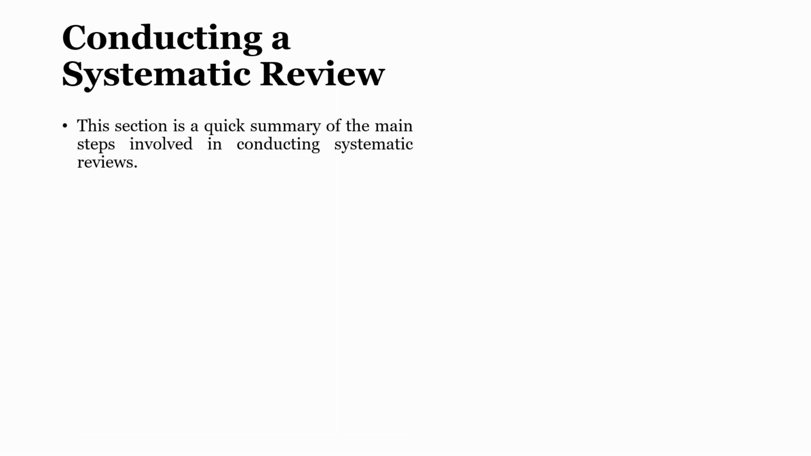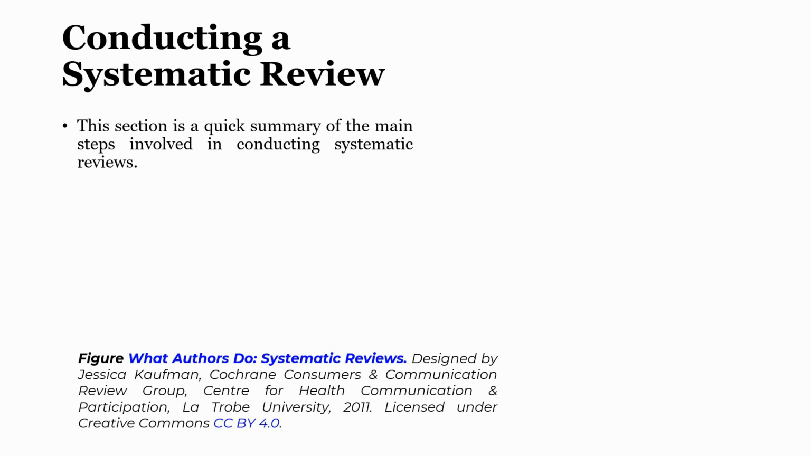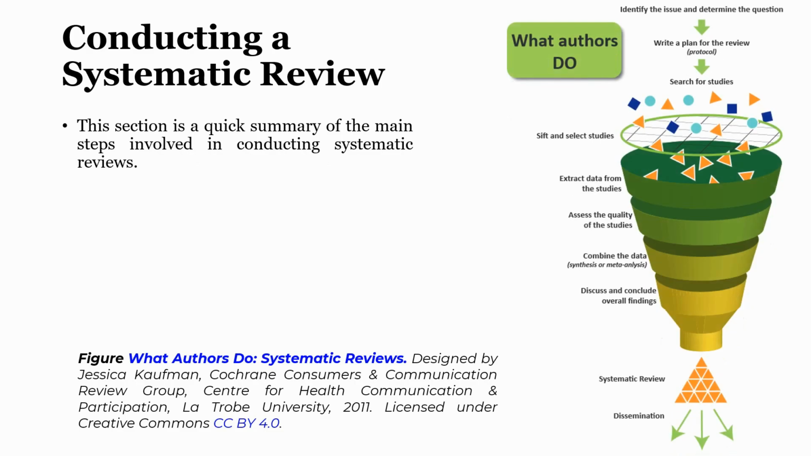Conducting a systematic review. Now, this particular section is a quick summary of the main steps involved in conducting a systematic review. We have already looked into all these steps in detail in previous slides. Here is the reference for this particular summary. The first step, what authors do, is identify the issue and determine the research question.